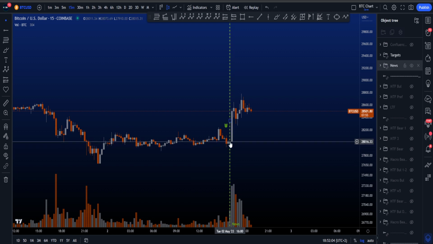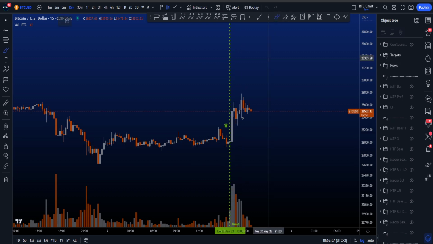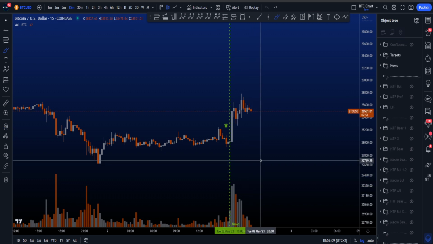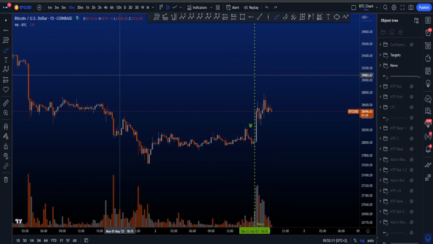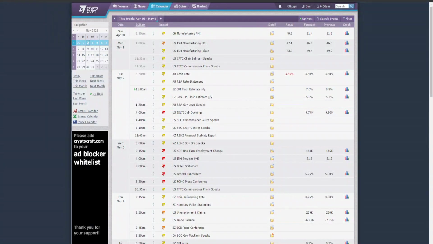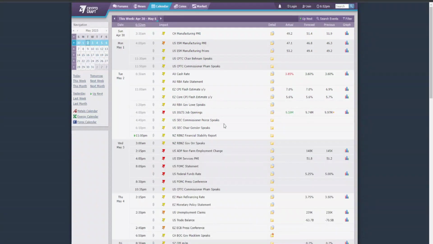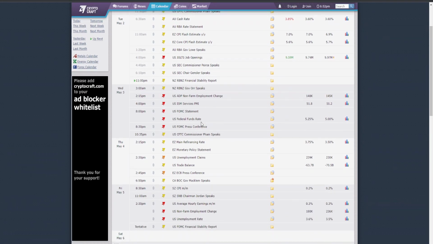Today, right after 4 p.m., we saw this massive impulsive move to the upside, where the volume is increasing. And as always, I say, whenever there is news coming, make sure you trade safe. So if I quickly refresh my news website over here, CryptoCraft, I'm not partnered or affiliated, I just show you this because I use it myself.